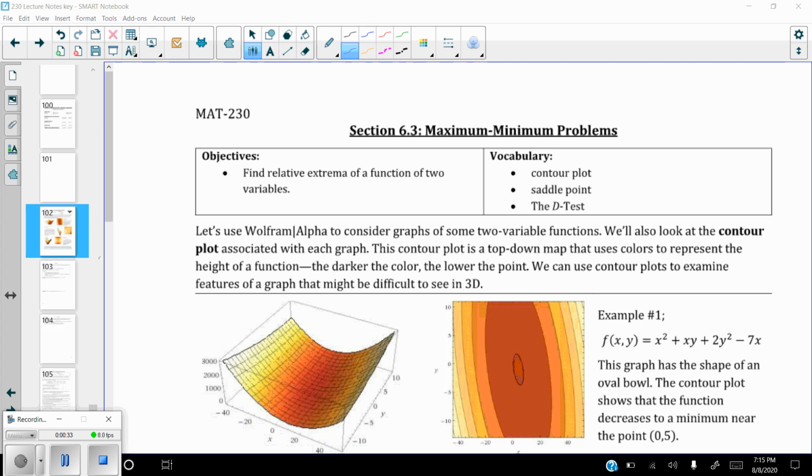All right, 6.3. Our objectives: find relative extrema of function of two variables. The vocabulary: we've got contour plot, saddle point, and the D-test. So let's go ahead and start looking.